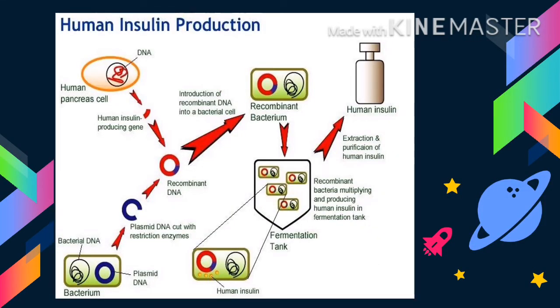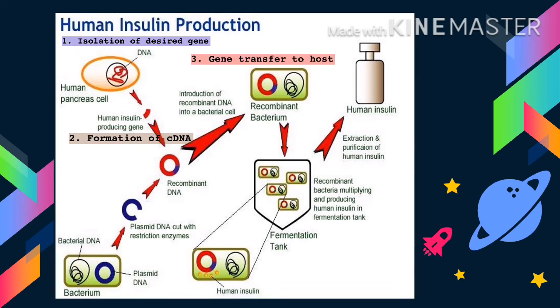Here is another sequence diagram that shows you the procedure on how to produce human insulin. It is quite similar to the diagram on the previous slide. I would like to remind you of the three major steps involved in the production of insulin. The first one is the isolation of the desired gene. The second one is the formation of recombinant DNA. And the third one is the gene transfer to the host.